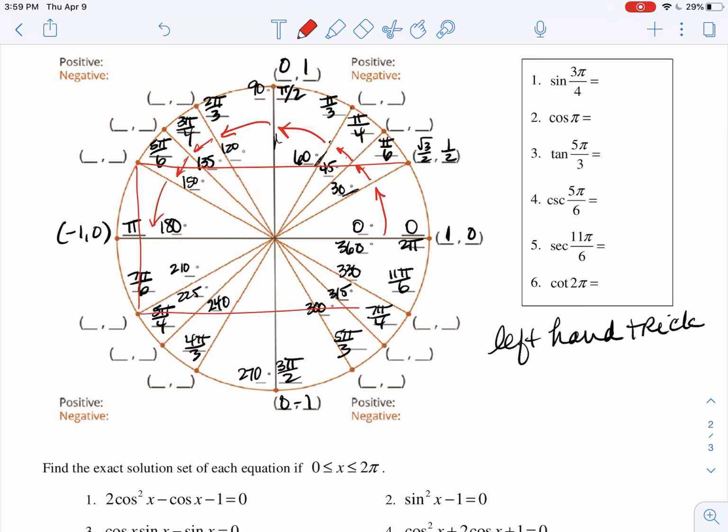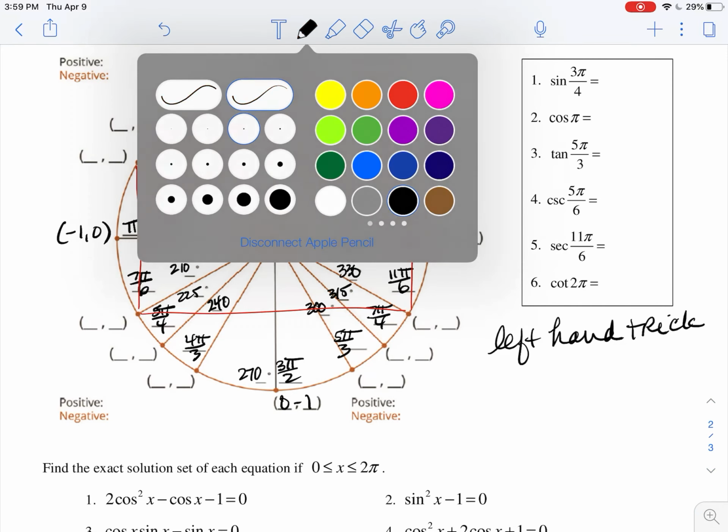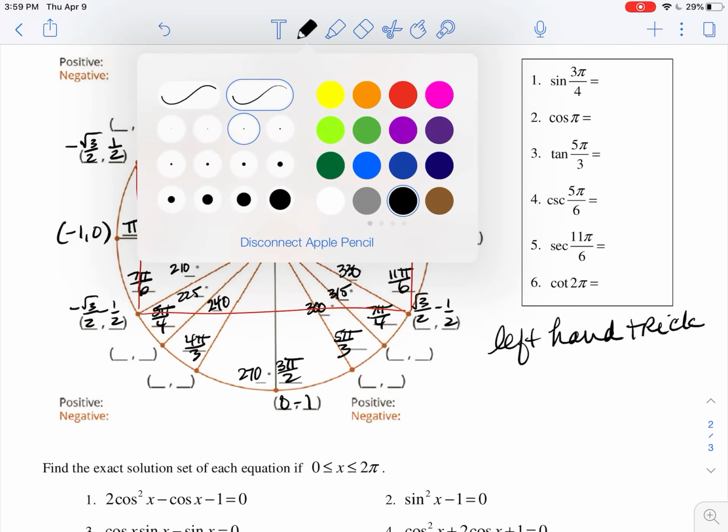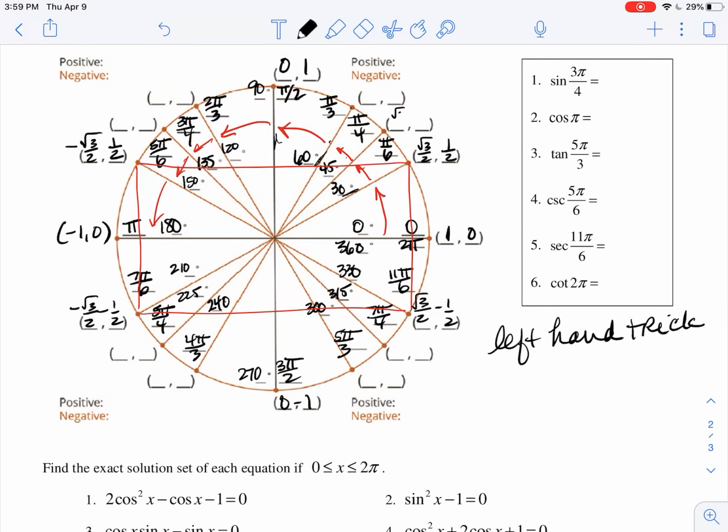well, you're going to have the same values. If you remember, they go across, down. All of these angles will have the same coordinate. It just depends on the negative sign. So in this quadrant 2, the x value is going to be negative. In quadrant 3, both are negative. And in quadrant 4, the y value is negative.